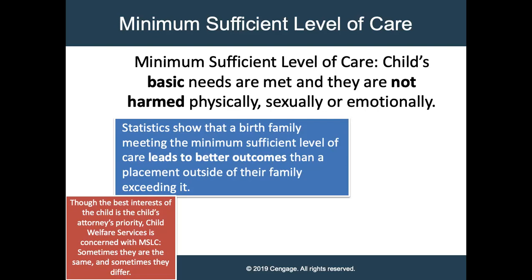Okay, so before I move on, the best interest of the child is the child's attorney's priority. In child welfare, everybody's got a lawyer. The county has a lawyer. The child has a lawyer. Each parent has a lawyer, because they have different interests. Sometimes there's just one parent, sometimes there's two parents, and sometimes there's more than two parents. So everybody's got an attorney, and they all have different priorities. But the child's attorney's priority is the child's best interest.